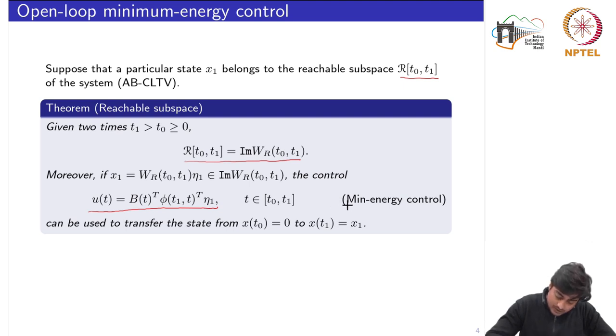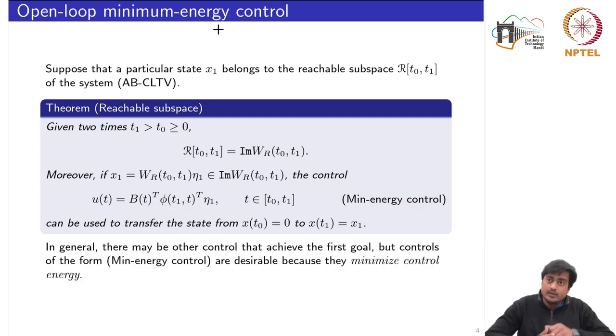Now here you would notice one point: whatever control signal or control law we have determined is already a minimum energy control. So we want to compute the control which would have minimum energy such that both the objectives are achieved. Now the first objective was automatically clear.